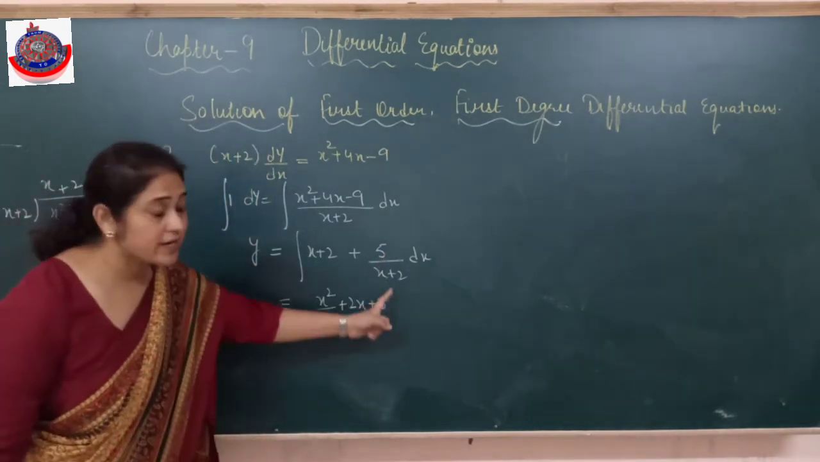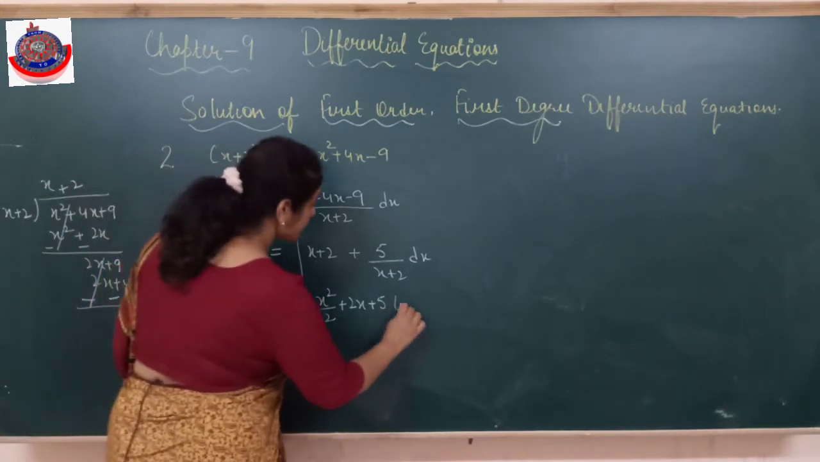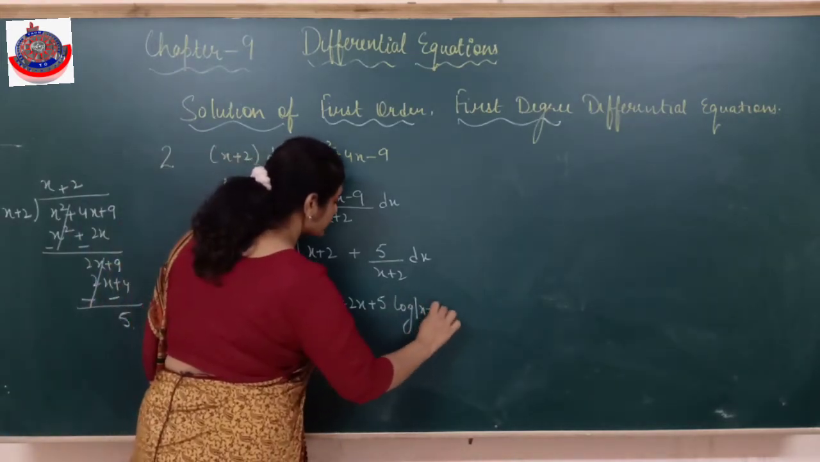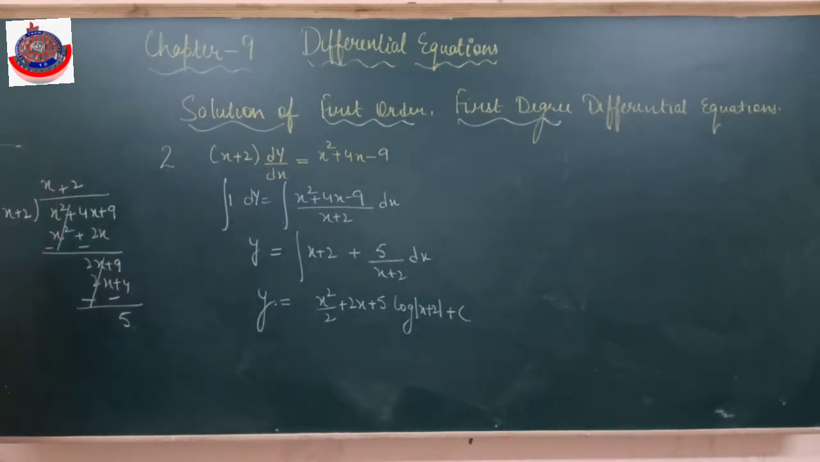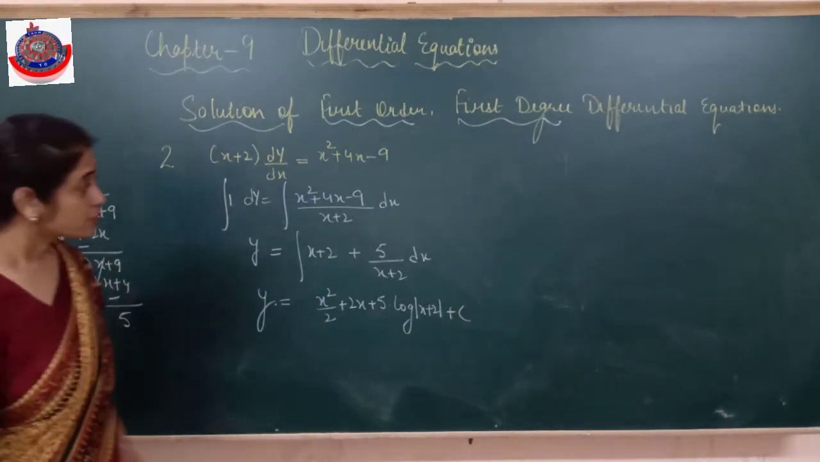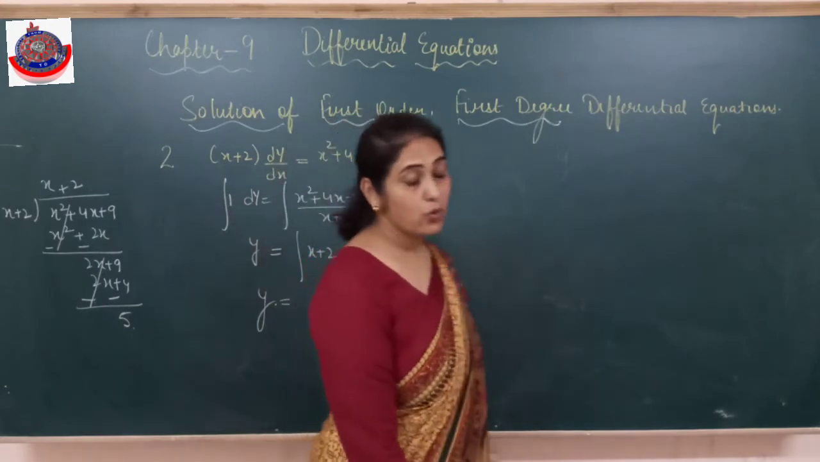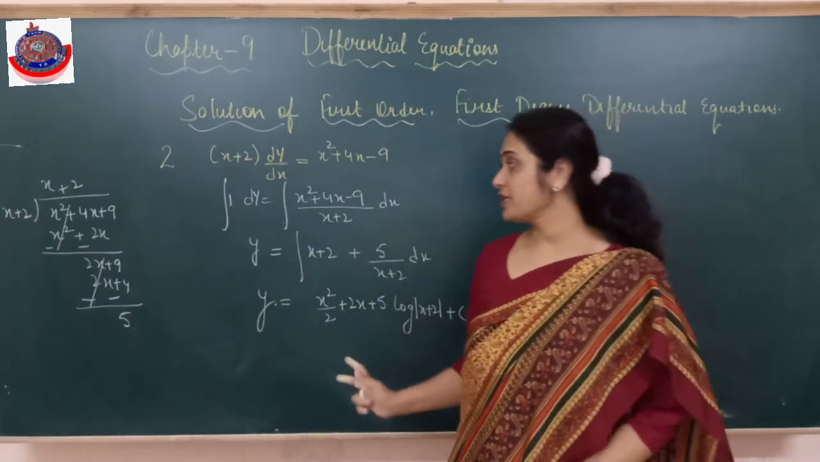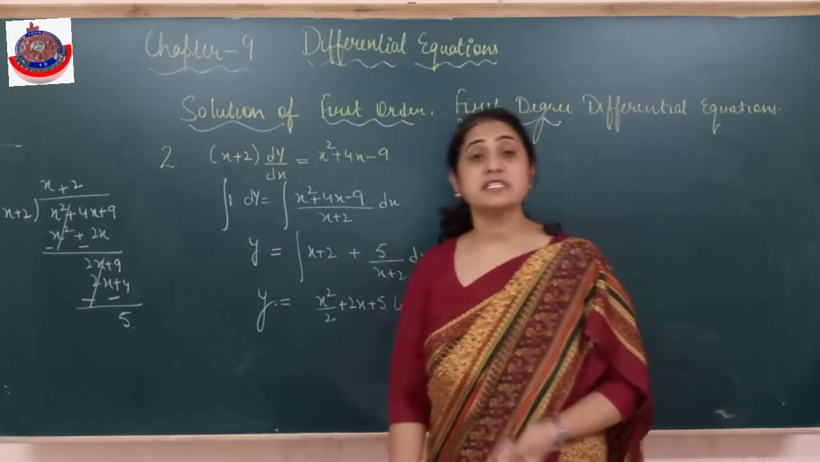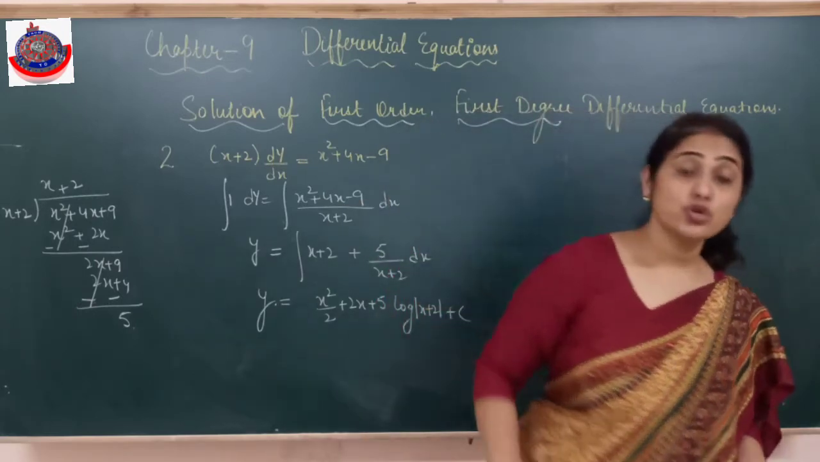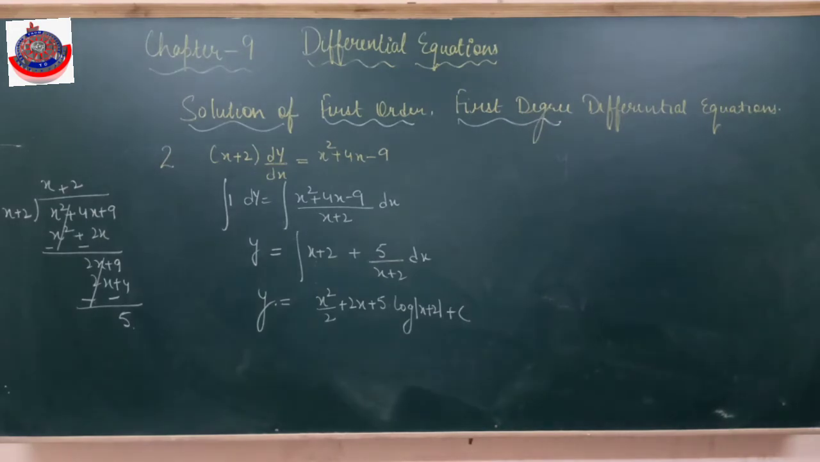What is the integration of 1 upon x plus 2? We have done it many times. Integration of 1 upon x plus 2 will be log of x plus 2 equals to y. Is it clear? So that means you can't go away from integration. If integration doesn't come, you will not be able to solve this chapter. You will not be able to solve until you know the indefinite integration. That is the base for this chapter.